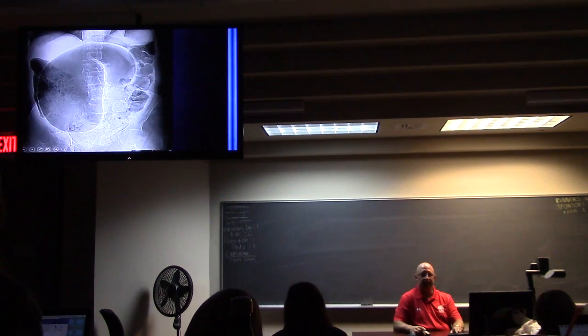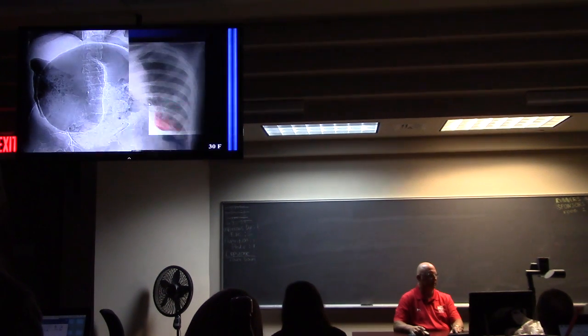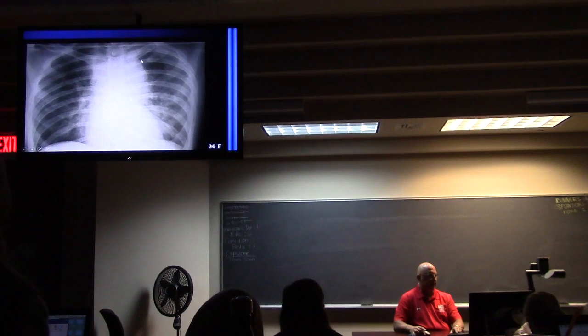Recognize the boxing glove? Cecal volvulus. Looks like a boxing glove. There's another aortic dissection.